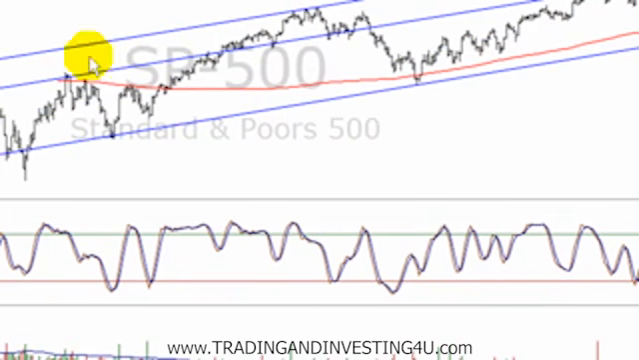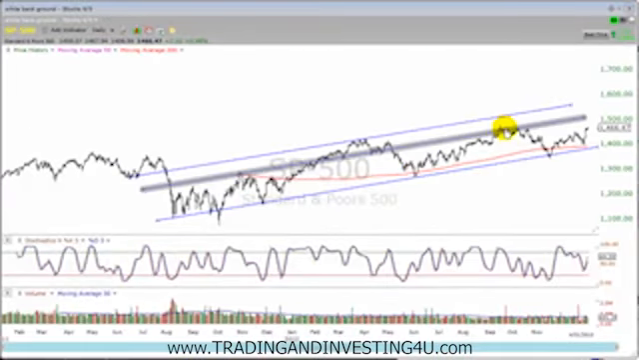So what we see now is basically a big upward channel in place, especially on the S&P 500 on the daily chart right now. We see the market run up to the top here, come down to the bottom, run up to the top here, come down to the bottom, and now we're slowly stair-stepping higher as well. This is looking at the daily chart.